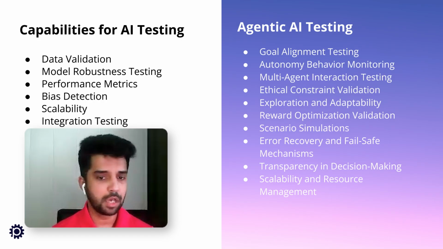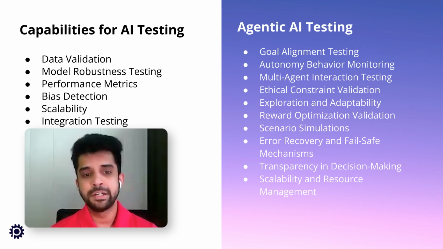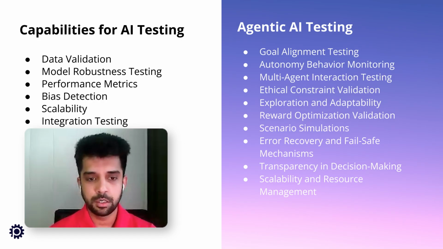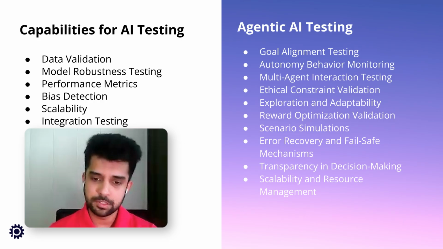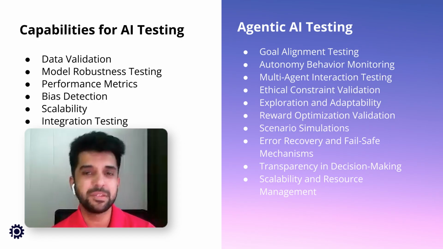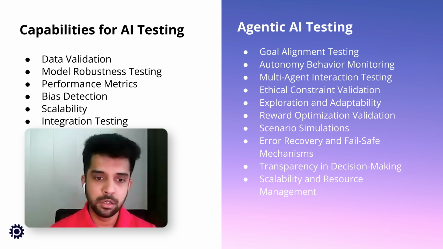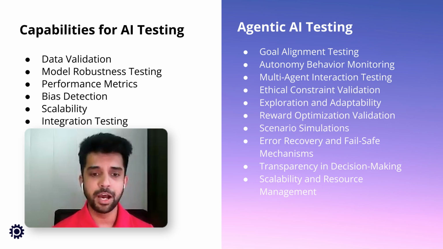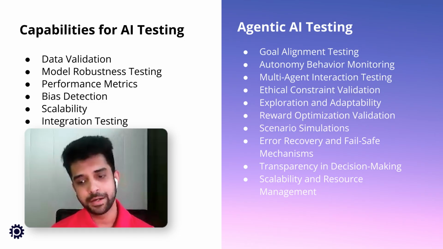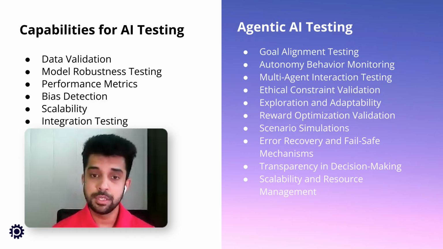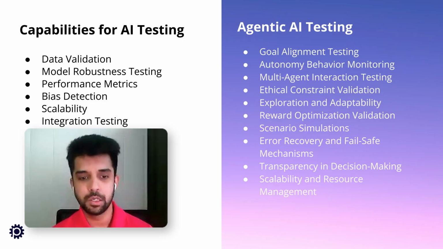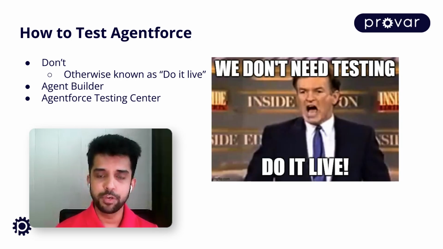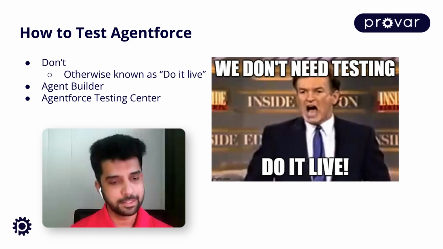Then we have error recovery and fail-safe. If at all your agent is not able to answer the questions you have asked, it should have some mechanism to give you that particular reason why it is not able to answer your question. Then we have transparency in decision making, as in what all steps the agent has performed to get to that particular answer. So that transparency is again important. Then we have stability and resource management to validate AI's ability to allocate resources efficiently so that we can scale with that.